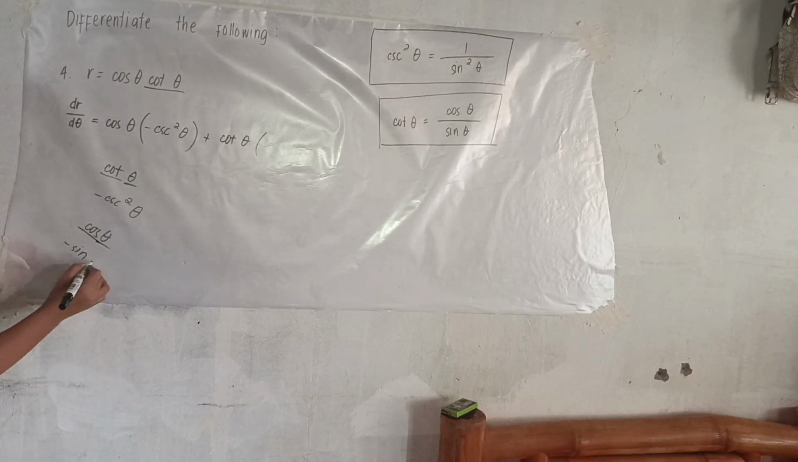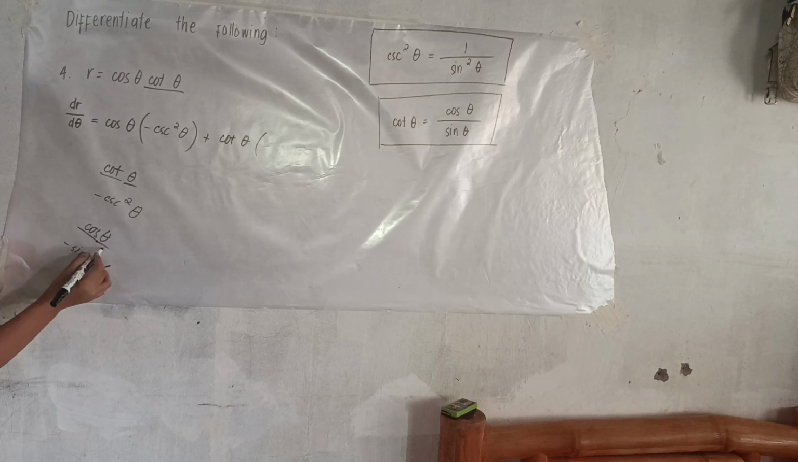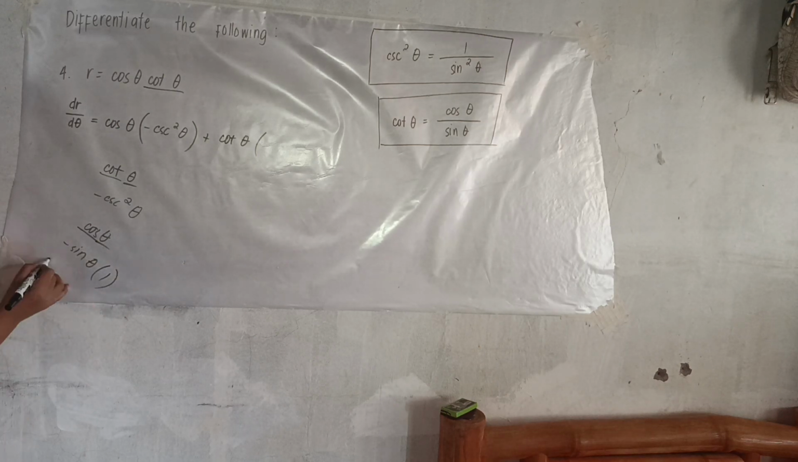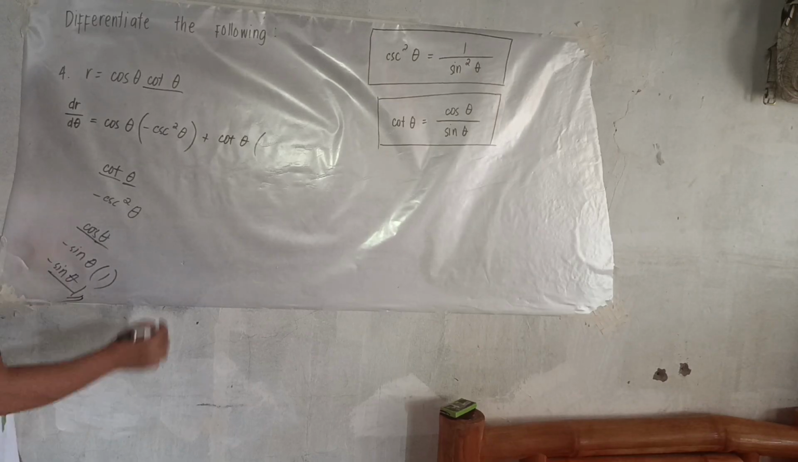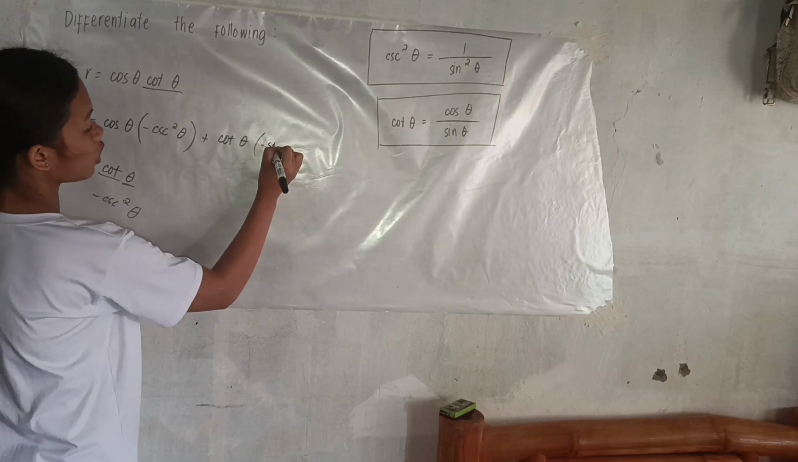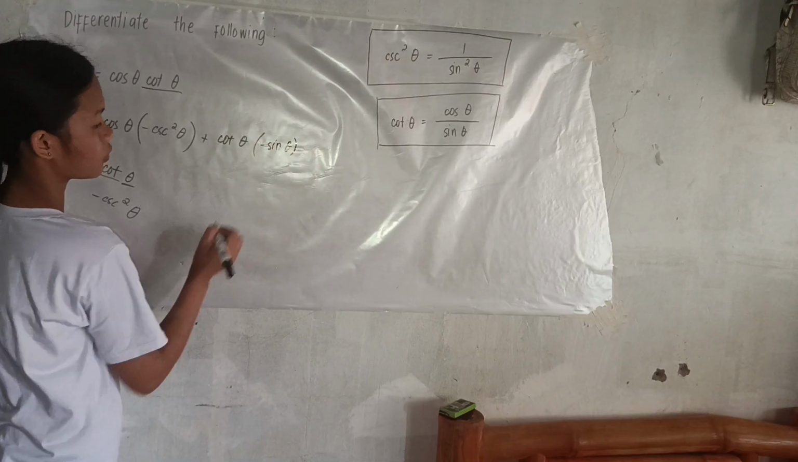The derivative of u, which is just copied, times the derivative of the angle, which is simply 1. So negative sine theta. The derivative of the first term is simply negative sine theta.